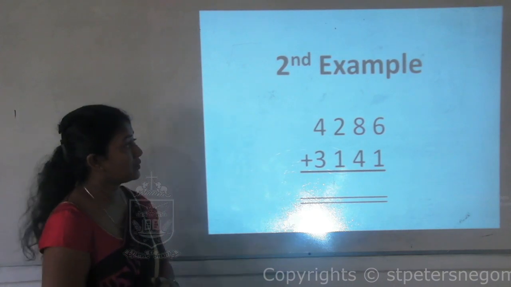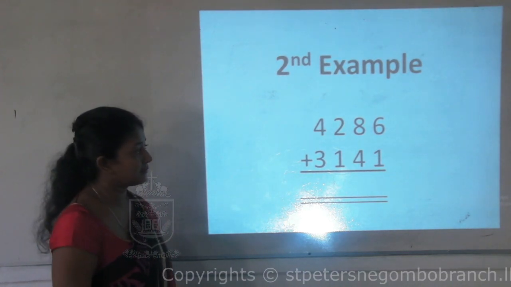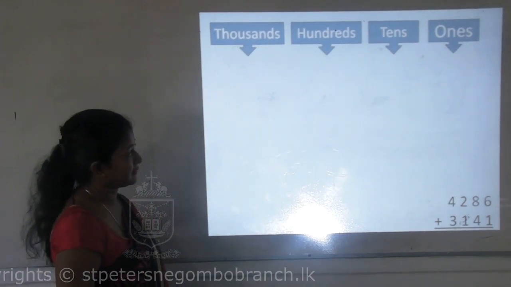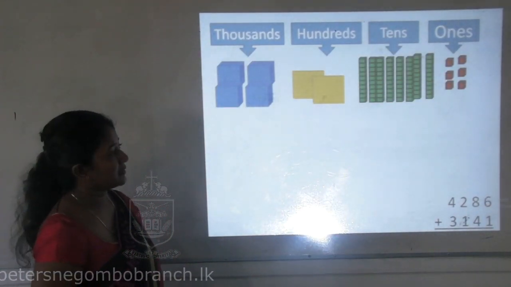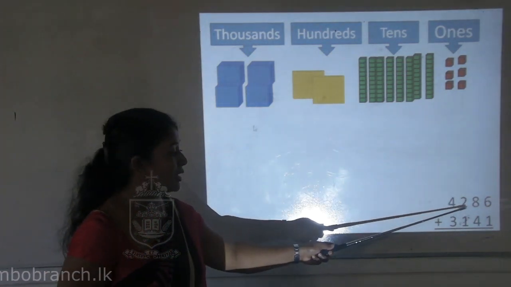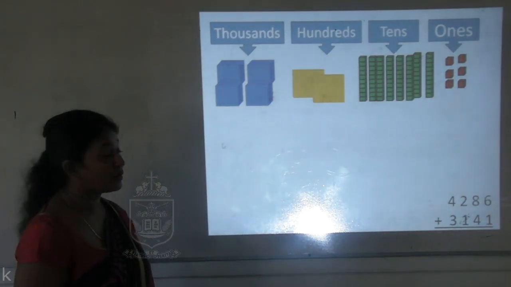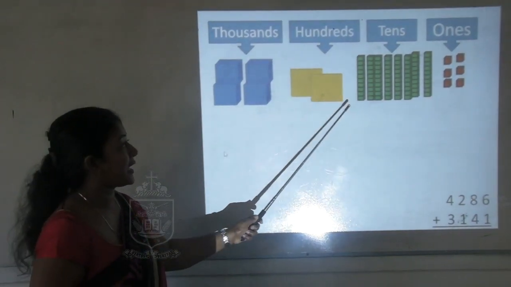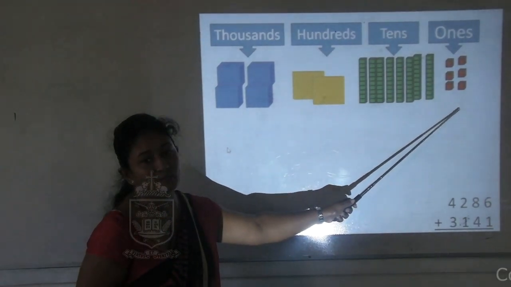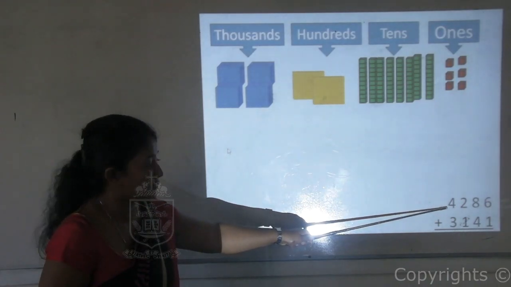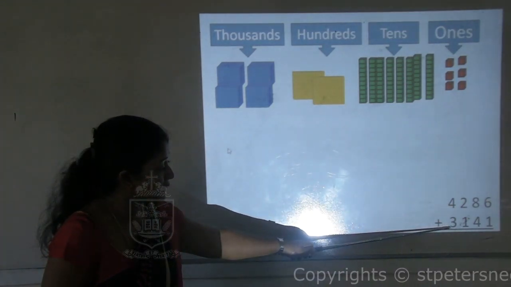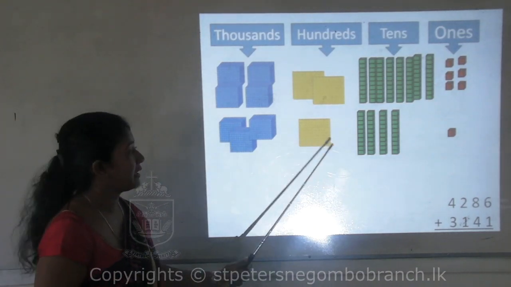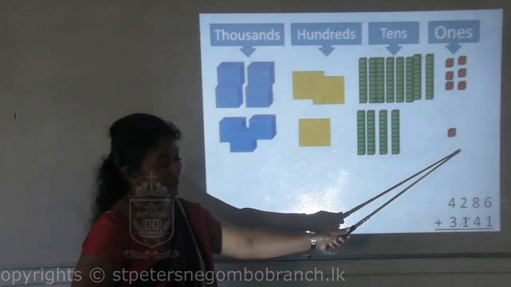Right. Now I am going to talk about the second example. Once again, I am going to write these numbers in proper places. Yes, with blocks. You can see the first number is 4,286. When you look at 4,286, you can see there are 4 thousands, there are 2 hundreds, and there are 8 tens, and there are 6 ones. This is the number. We go to the second number. What's this number? 3,141. Yes, there are 3 thousands, 1 hundred, and 4 tens, and there's only 1 one.